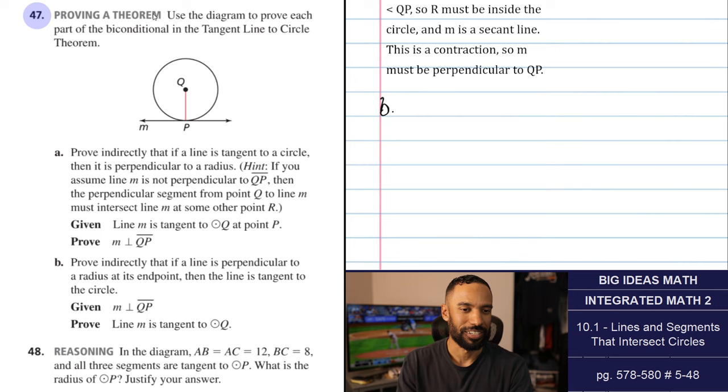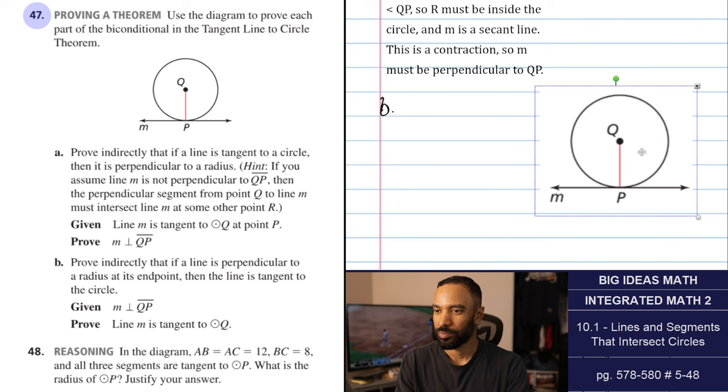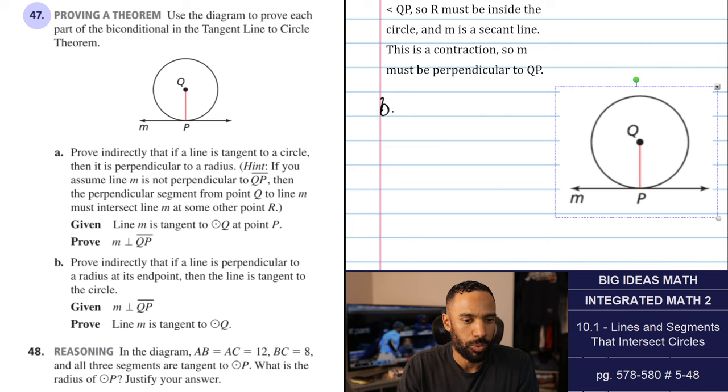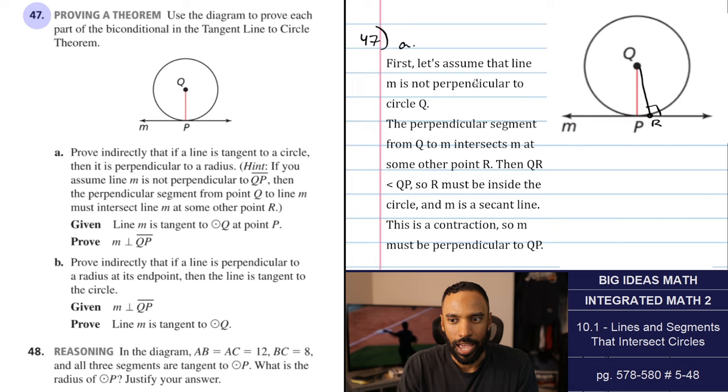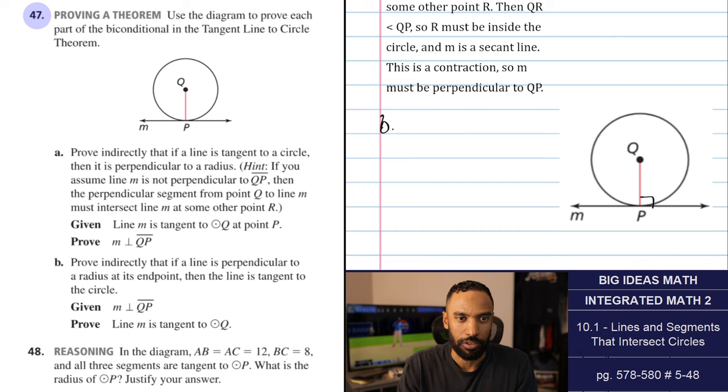All right, let's see if I can figure this one out. Prove indirectly that if a line is perpendicular to a radius at its endpoint, then the line is tangent to the circle. So last time, I think we first assume that it's not tangent to the circle, right? So I think we say first we assume it's not tangent to the circle. So assume M is not tangent to circle Q.